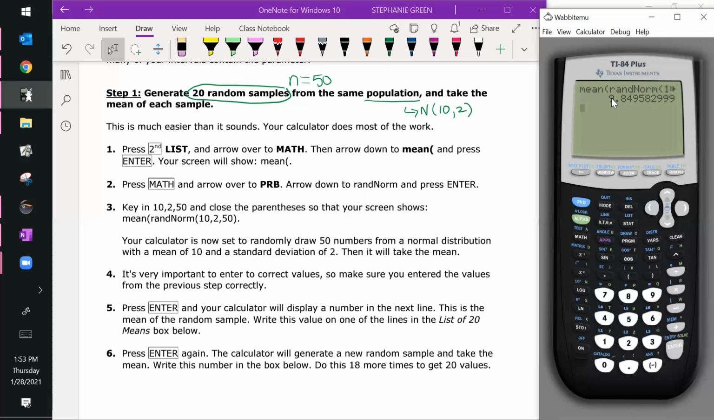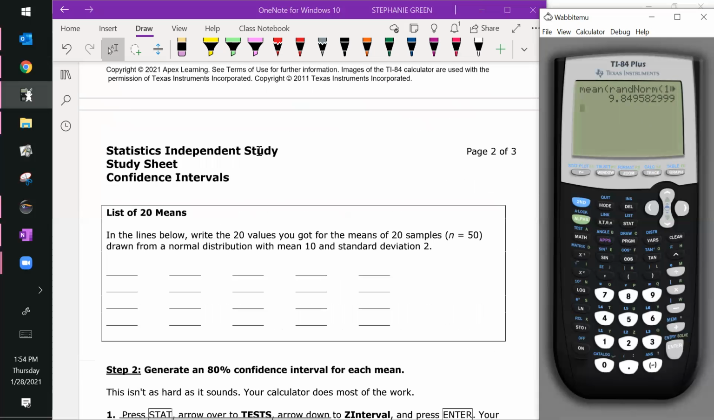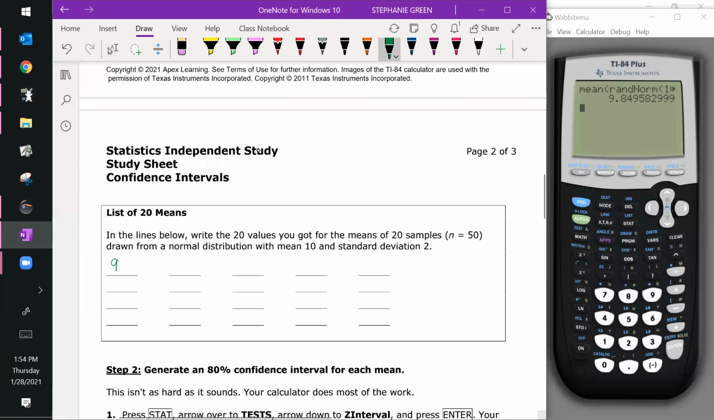And if you look at the directions now, it says we're going to do this 20 times because, like I said up here, we want 20 random samples. This is the mean of one random sample. And it gives us a spot to put these values down here. So I'll put 9.85 is my first number.